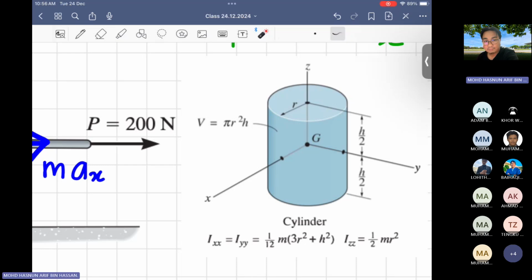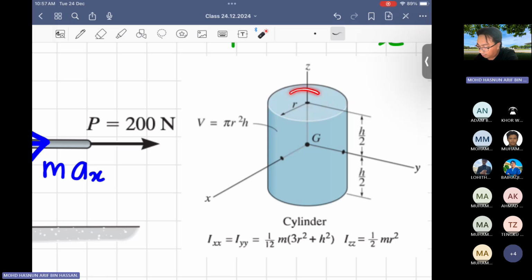How does it rotate? IZZ? IZZ, yes. Because the one that you see is actually from this view. You see from this view. That's why you see only a circle like this. So the one that is rotating is this one. Okay, this is the one that is rotating.